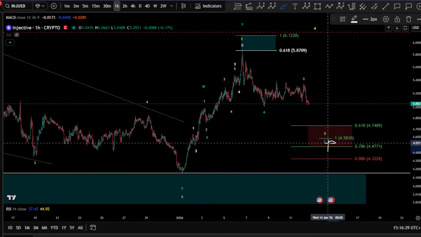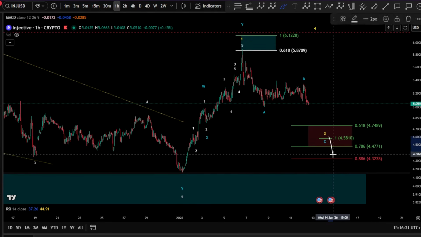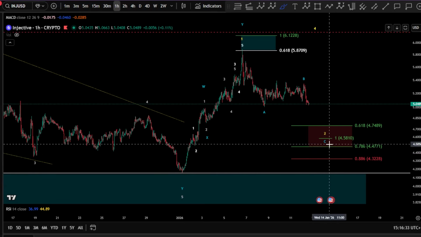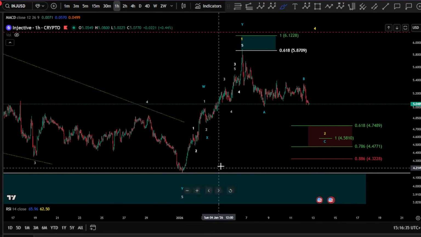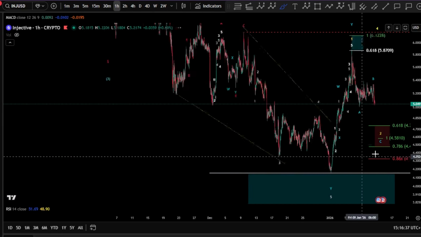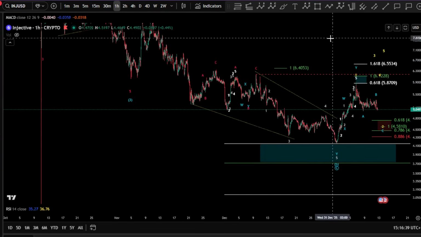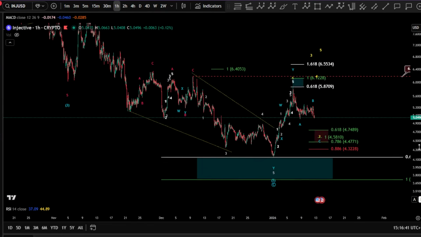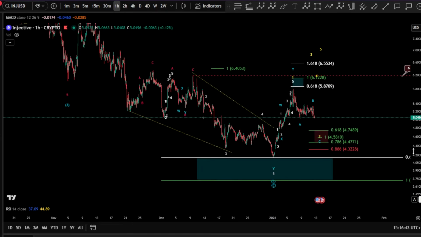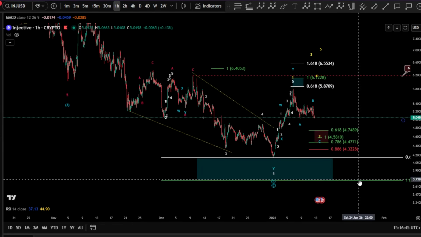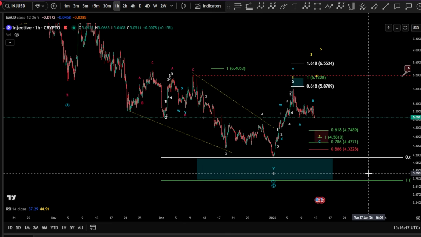Be careful, breaking this is definitely a red flag. So breaking the 0.786, then of course we're looking for a new low there. And it might be a much more bearish continuation for the structure. We're going to see it at that time. But let us pass this testing area first and we'll see what's going to happen.